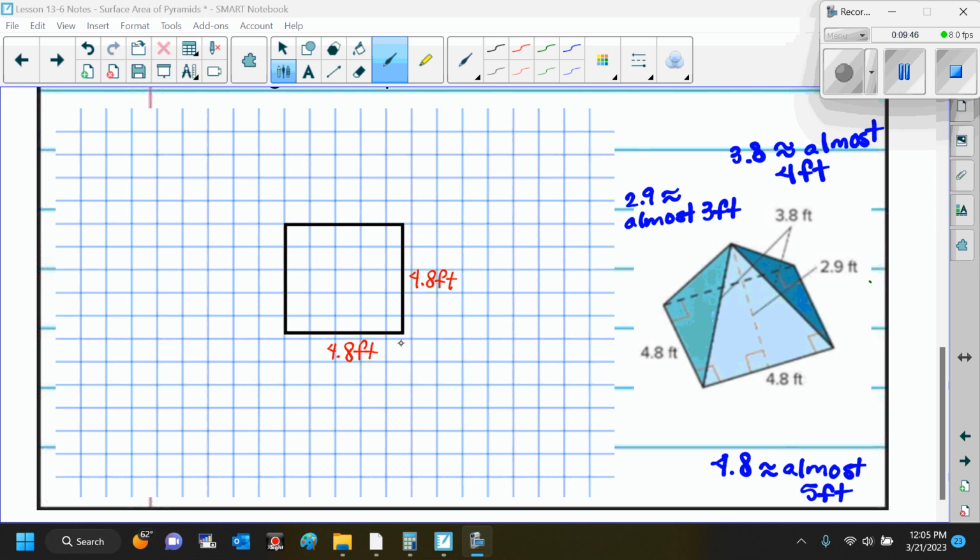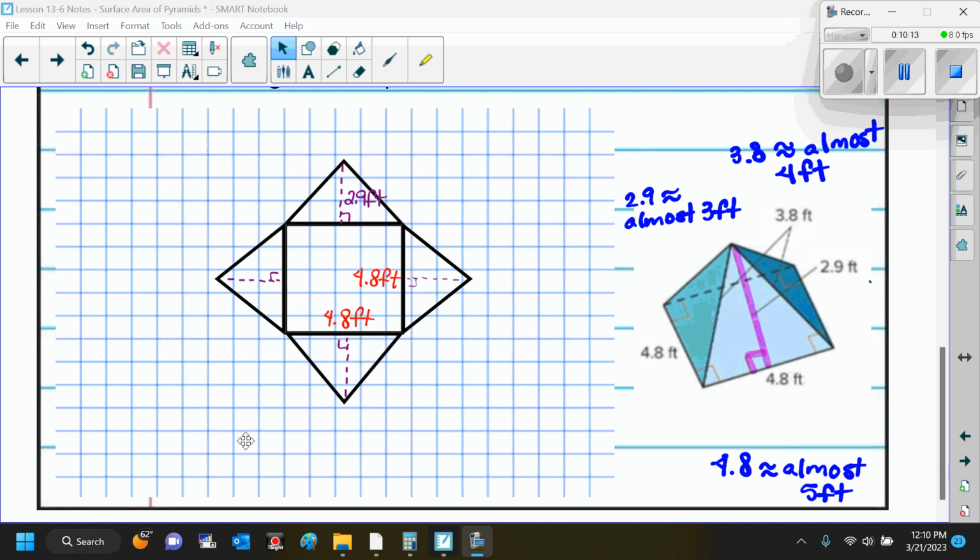Now, that 4.8 is the base of the triangle, and the height of that triangle, so that means the slant height, that's this one right here, you guys. This is the slant height, to a right angle. That slant height is 2.9. Okay, the slant height is 2.9. So this is what your pyramid looks like.